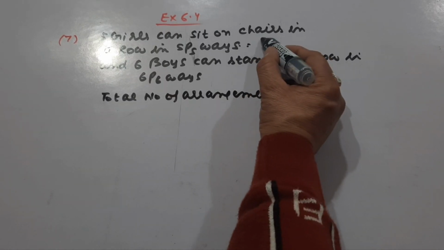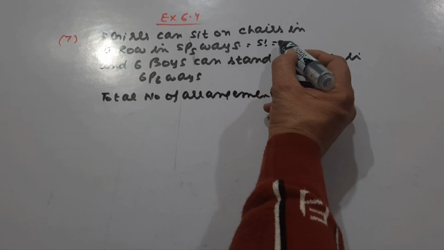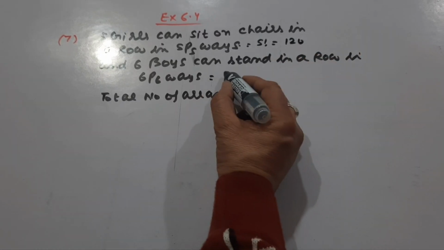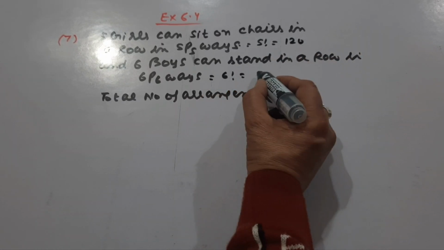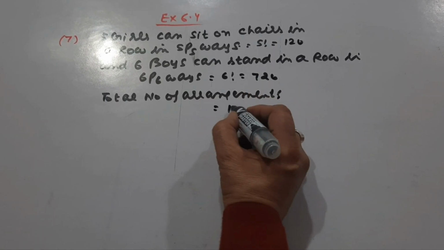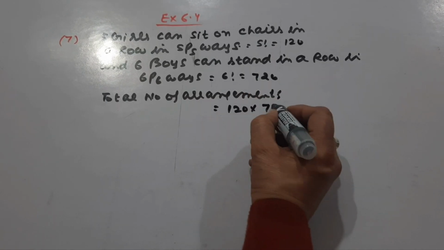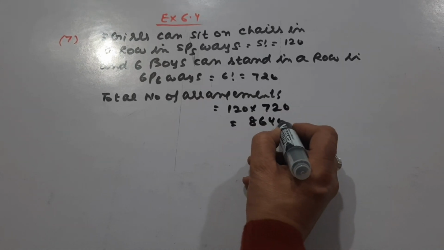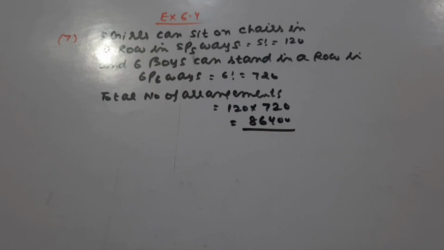Now 5P5 is equal to 5 factorial, and 5 factorial equals 120, and 6P6 equals 6 factorial, and 6 factorial is equal to 720. So total number of arrangements is 120 into 720. So this is equal to 86400. So this is the answer, students. I hope this is clear to you.